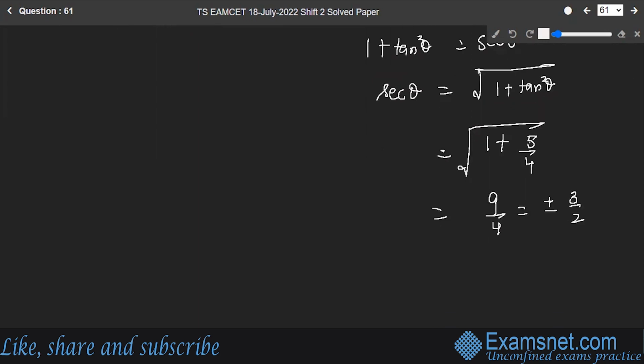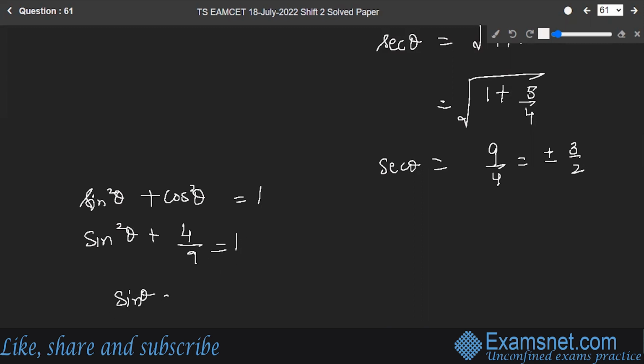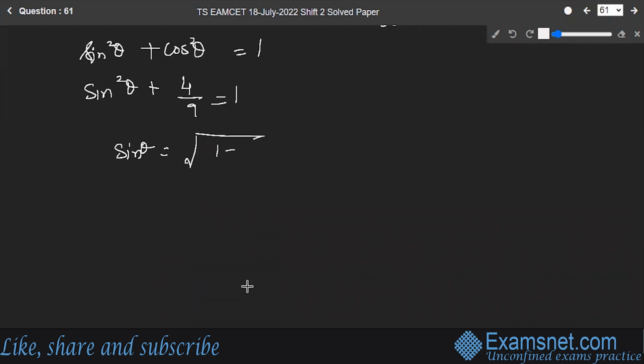Next, I got the value of secant theta. I have to go to sine theta now. So, you know, sine square theta plus cos square theta is equal to 1. I got this as secant theta, so what is cos theta? It's 2 by 3. So sine square theta plus 4 by 9 is equal to 1, which gives me sine theta equal to root of 1 minus 4 by 9. That is equal to root 5 by 3. This is the value of sine theta.